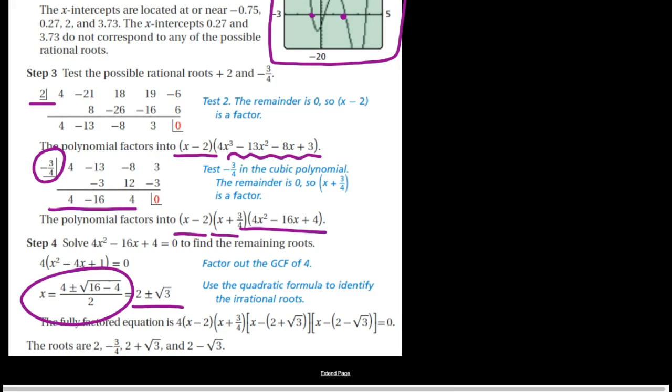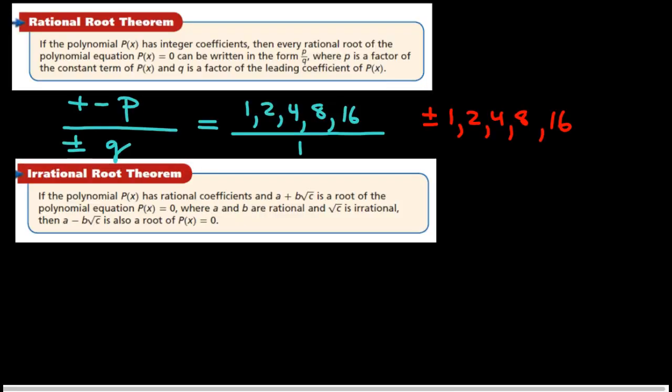Use Desmos as a graphing calculator app in self-service, or whatever graphing calculator you have. But in this one, the four roots were 2, -3/4, and then 2 plus root 3 and 2 minus root 3. And what the irrational root theorem essentially says, if you read this, for every polynomial p of x, is that irrational roots come in pairs, right?